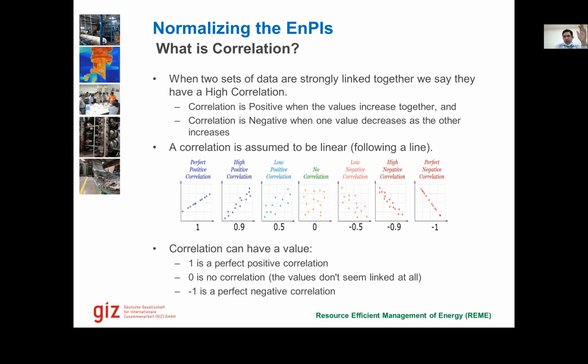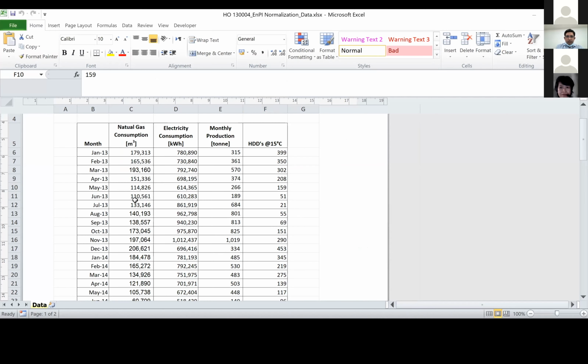So that would mean that, let's say, if heating degree days and natural gas consumption are compared, and we find out that the correlation is less than 0.5 or nearing 0, that would mean that heating degree days do not have any impact on the natural gas consumption. But if it is 0.5 or above, that would mean that it has significant impact on the natural gas consumption. Similarly, if the correlation is negative and reaching -1, that means that they have an inverse relationship. So if one parameter increases, the other should decrease. So you can see this data.